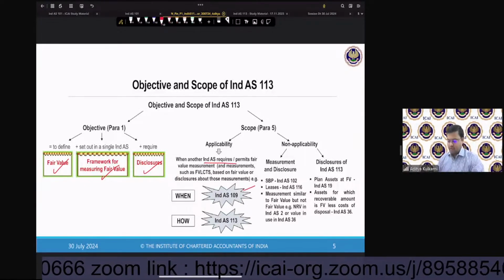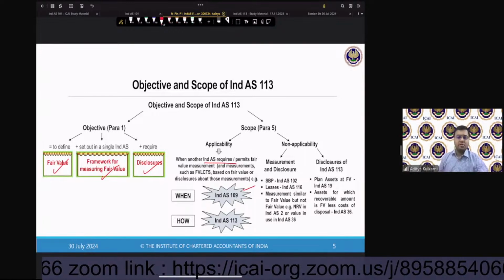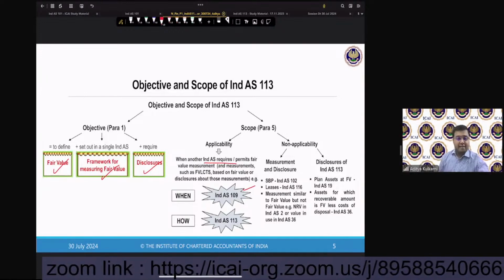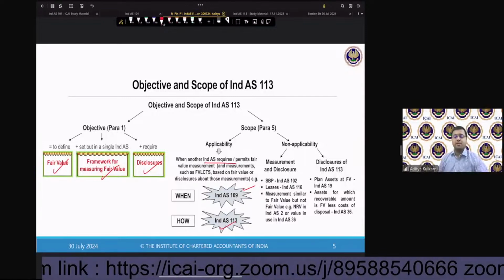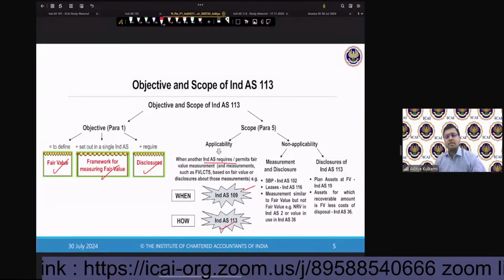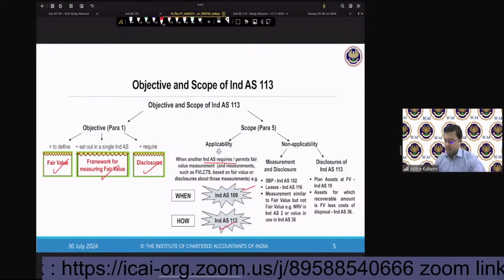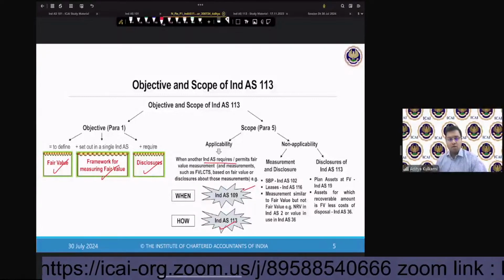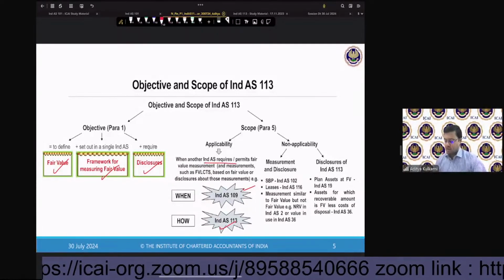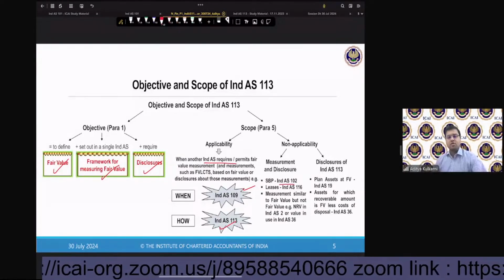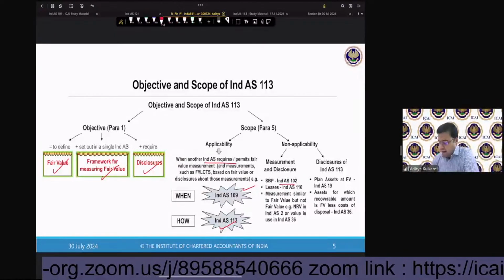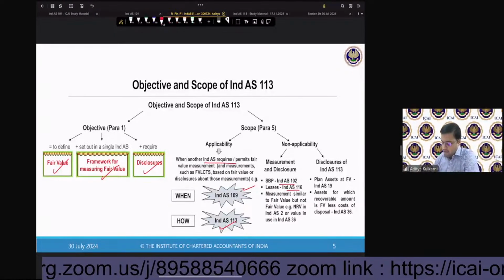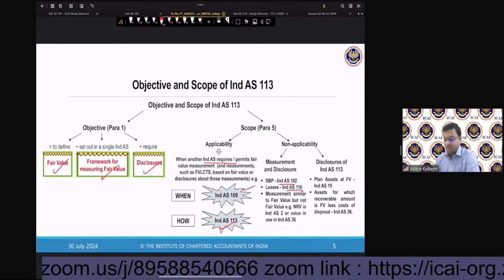So it applies when other Ind AS requires or permits fair value measurement. Example, Ind AS 109 talks about fair value. The fair value referred there, how do I measure it? For that, you will have to come to Ind AS 113. There are certain exceptions to the applicability, for measurement and disclosure, both. In Ind AS 102, we have the measurement that is taken care of there. And leases, we have in Ind AS 116, which takes care of the measurement.